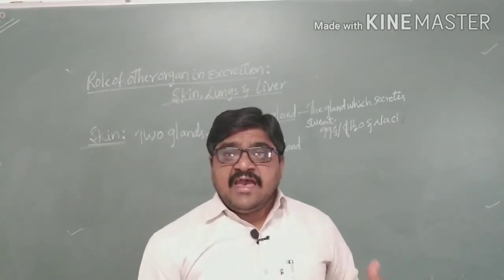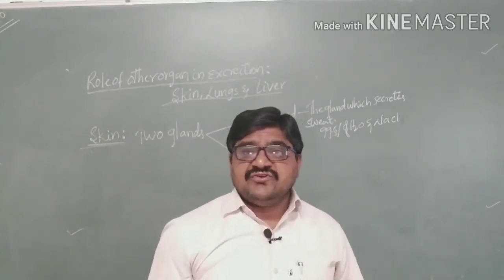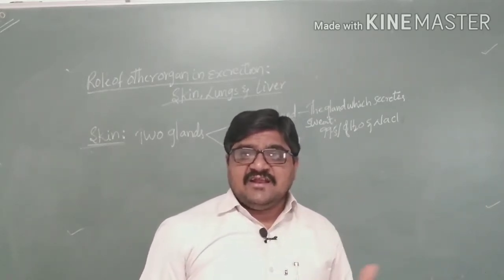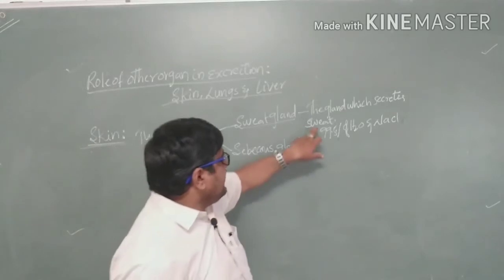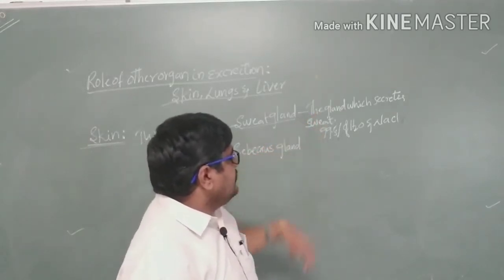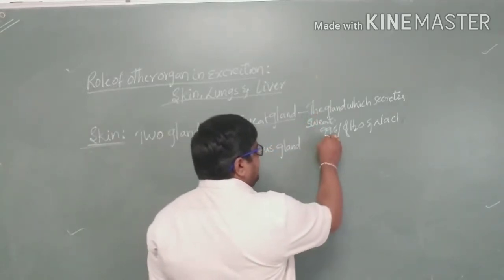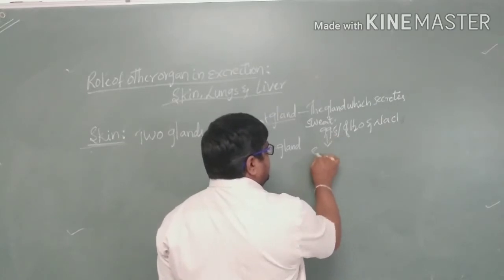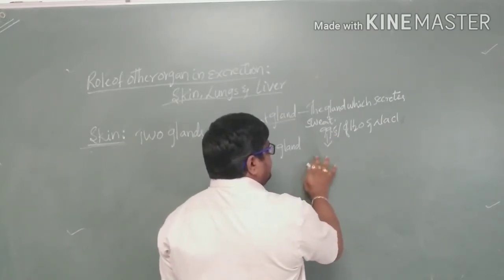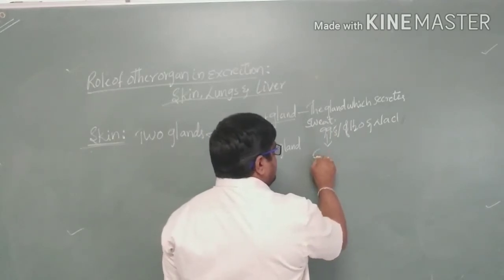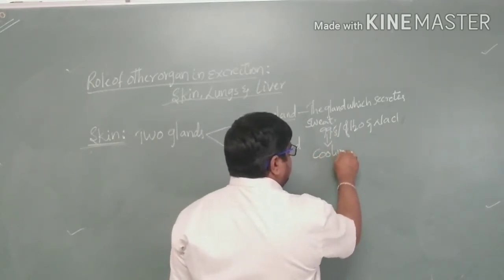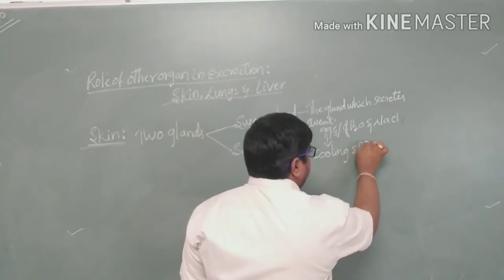The excess amount of sodium chloride which is present is excreted outside the body in the form of sweat. Producing sweat gives a cooling effect for the body.